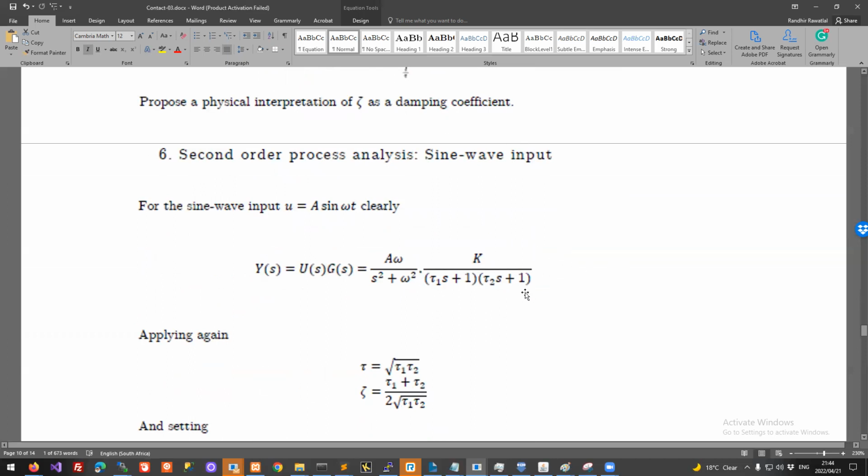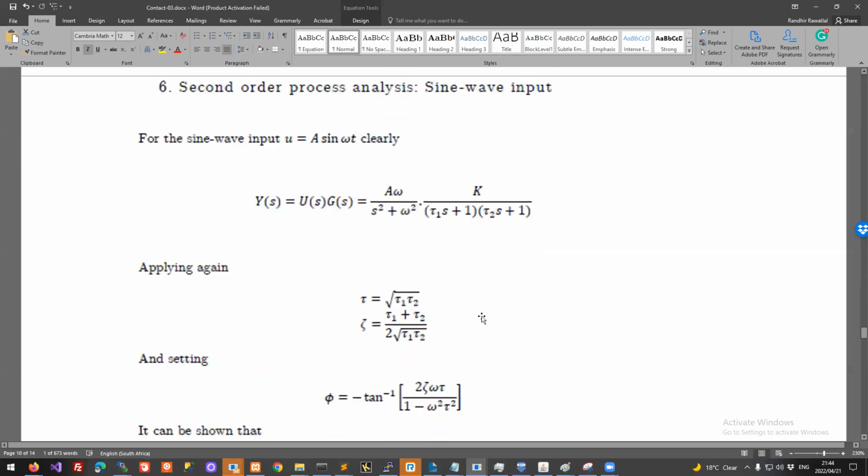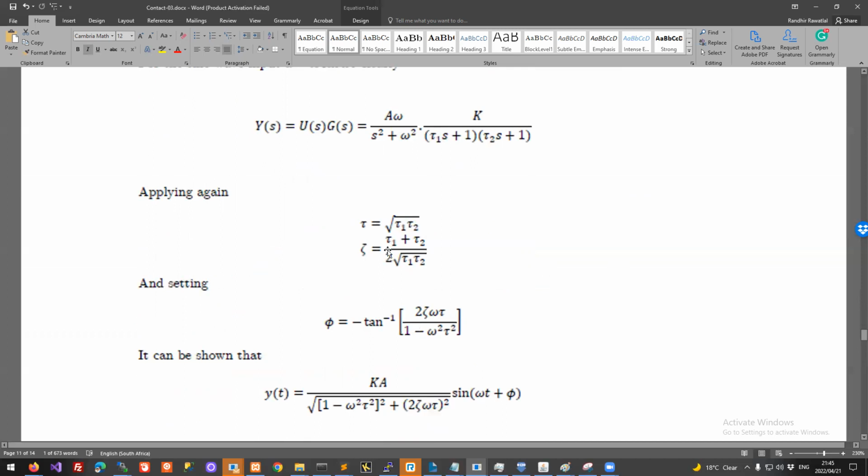So again, for our second order process, we've got this factor here. And then for a sine wave input, we have that. Again, the amplitude A of the sine wave and the frequency is omega. And yeah, it's shown nicely here. I should have actually put this up earlier, but the tau is the square root of the product of the two taus. So if you like, this is a kind of geometric averaging of the two tau values, the two time constants in our process. So a geometric averaged time constant.